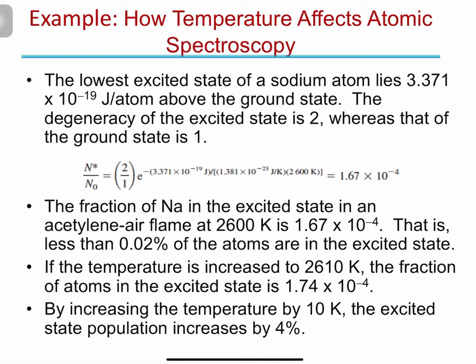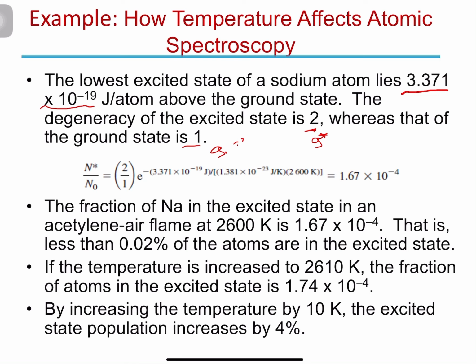So let's look at an example. If we are talking about sodium atoms, the difference in energy between the excited state and the ground state is 3.371 times 10 to the power minus 19 joule per atom. This is the delta E between the ground state and the first excited state. The degeneracy of the excited state is 2, so G star is 2, and the degeneracy of the ground state is 1, so G naught equals 1.